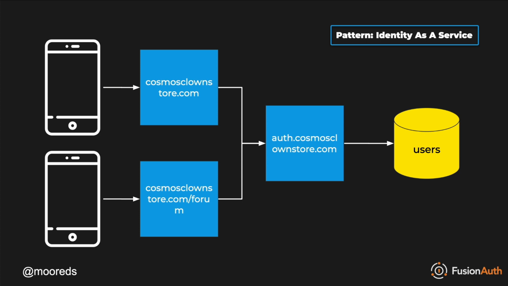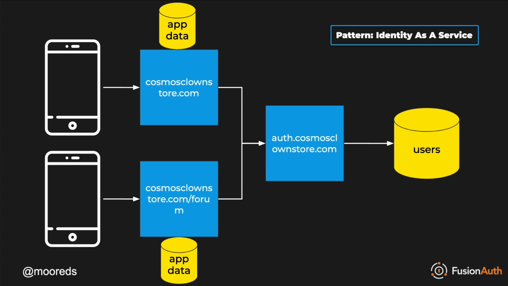auth.cosmoscloudstore.com owns the user's data, and both Cosmos Cloud Store and the forum delegate to that server. That is the owner of the user's profile data now. And there are standards that specify how Cosmos Cloud Store and the forum can interact with this server. But from an architectural perspective, all we care about is that they now are forced to use it every time they need to get user data. Now, one thing that's worth noting is that it's a very trivial application that only has user data. Most applications have much more data.